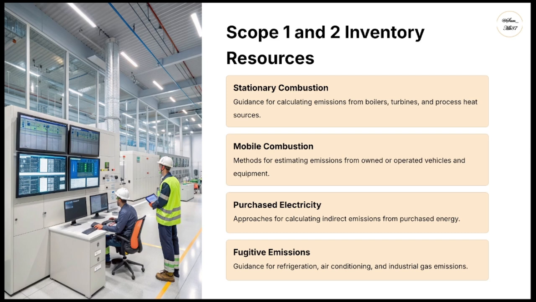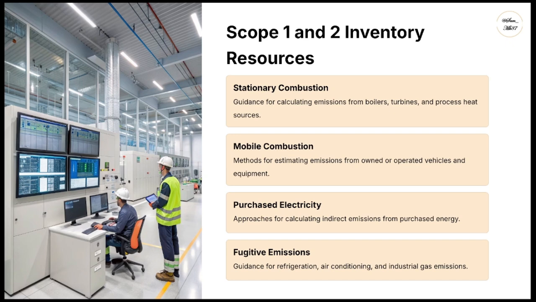There are established methods for calculating these emissions based on the fuel type and also usage. Next, we have mobile combustion, which includes emission from company-owned vehicles and equipment like delivery trucks or construction machinery. You can typically estimate these based on fuel consumption or mileage data.